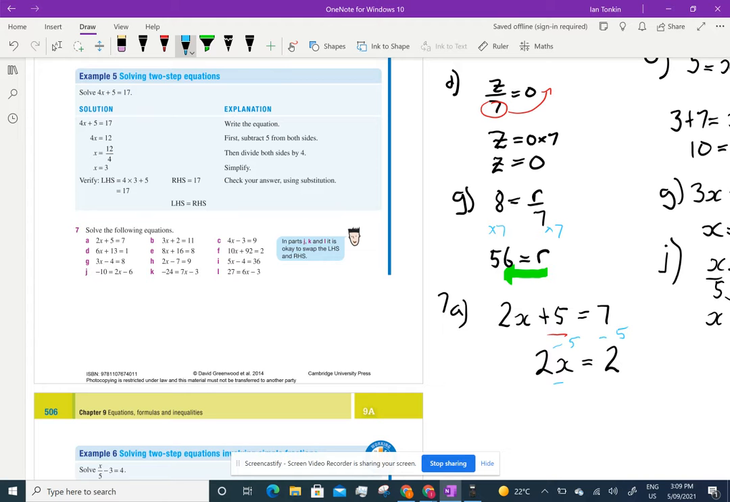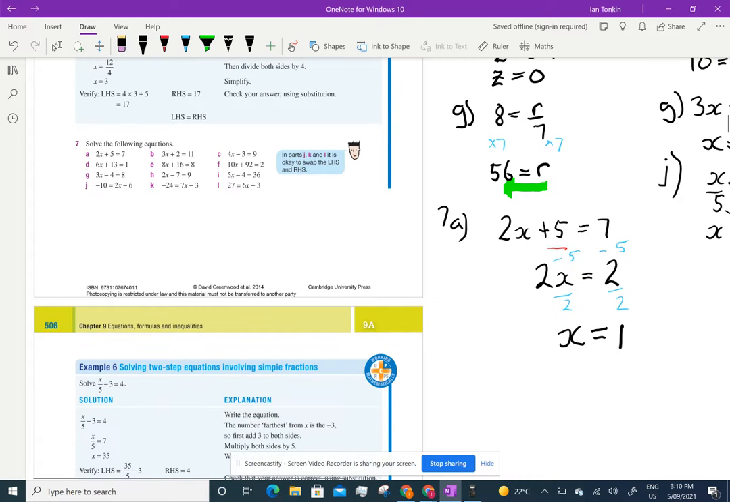Now I'm going to get rid of the 2. I'm going to divide by the 2. That'll get rid of it, take it away from the x, it's taken off, and 2 divided by 2 is 1. Let's have a go at the next one. You see if you can do it before me.